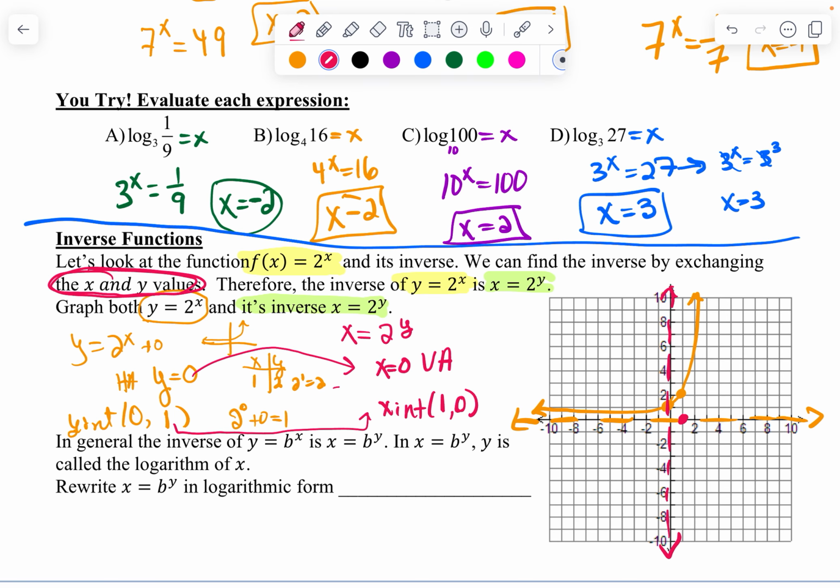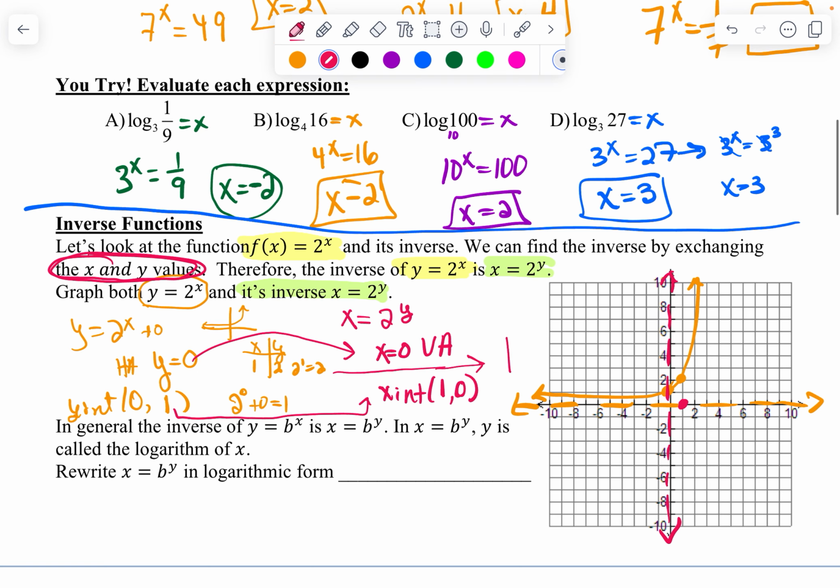If I think about even my little table, everything has to switch for x and y values. So now this ordered pair would become (2, 1). So if I go to (2, 1), I have this. So this one is starting to go like that. You can see that these two are reflected.